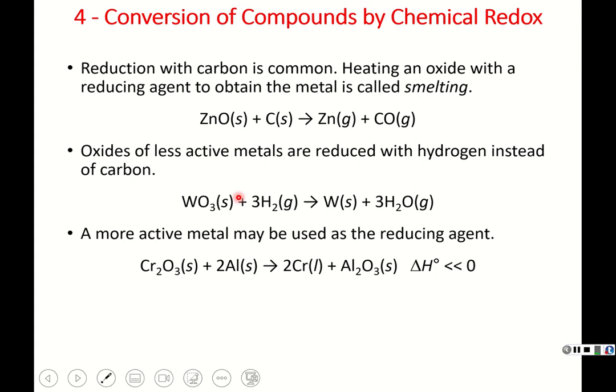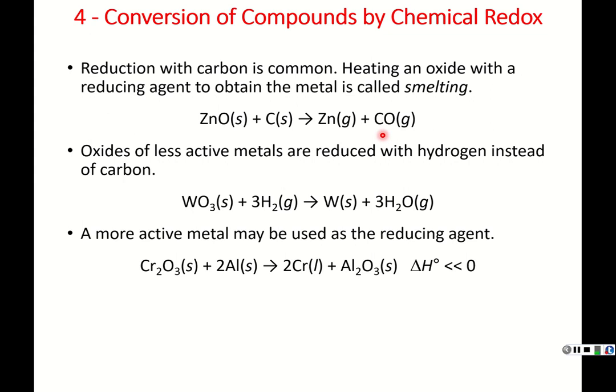Next is a conversion of your compound by some technique. In this, we're going to look at chemical redox. So if we have our oxide, in this case a zinc oxide, you can combine that with carbon, and you get this redox reaction where now you have zinc, I think that should say solid, not gas, and carbon monoxide. So you've transferred that oxygen to carbon.